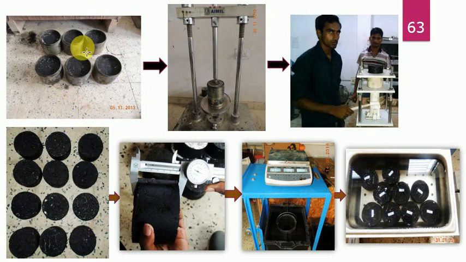The next step is removing the test specimen from the mold and cooling it to room temperature. This is how it is being removed. There are two processes, one automatic and one manual, where the specimens are moved out.